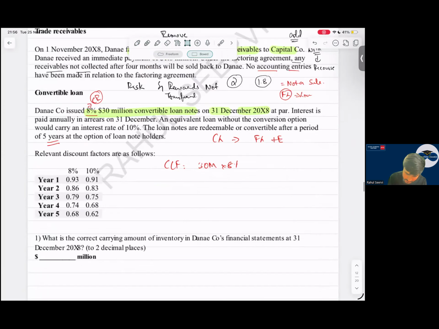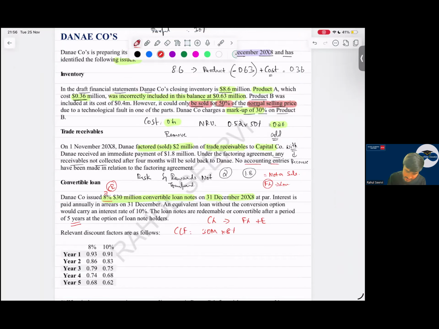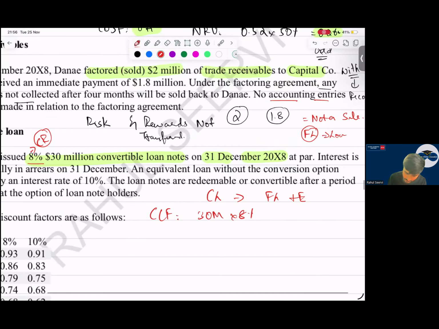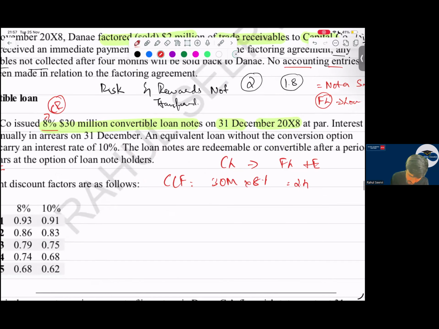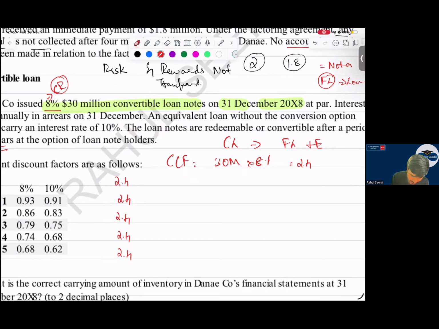See, 30 million into 8 percentage, that is 2.4. So I will say 2.4, 2.4, 2.4, 2.4 and 2.4, that is 1, 2, 3, 4, 5. As well as the principal amount of 30 million will also be repaid at the end. Now, when I discount this, we will discount it at 10 percentage.